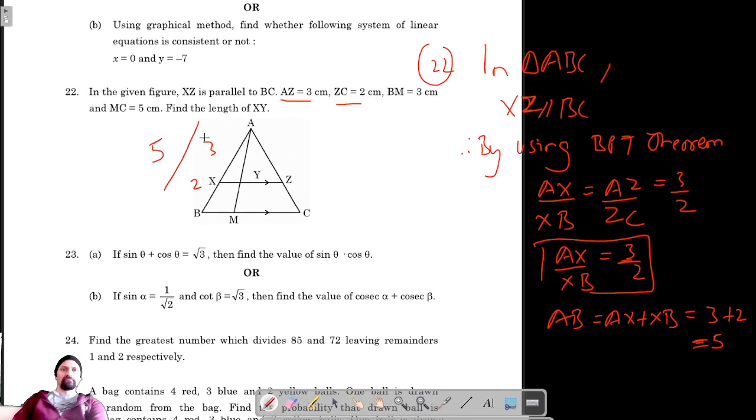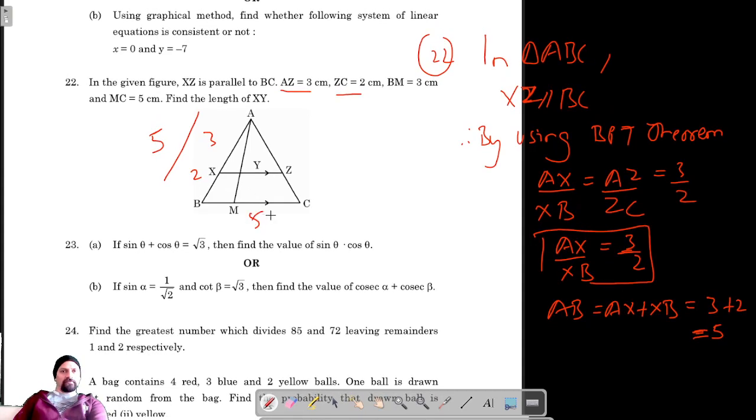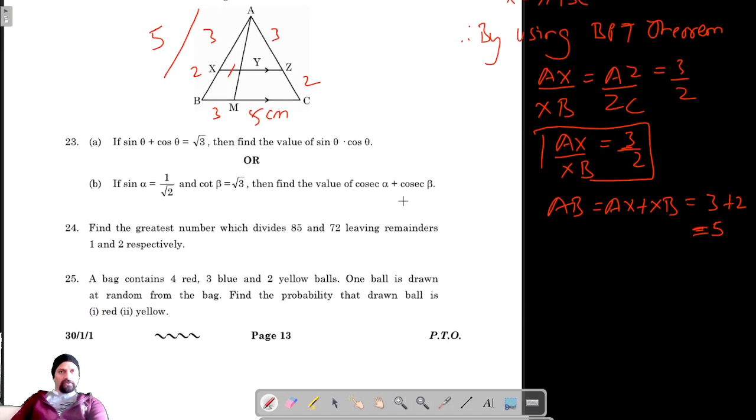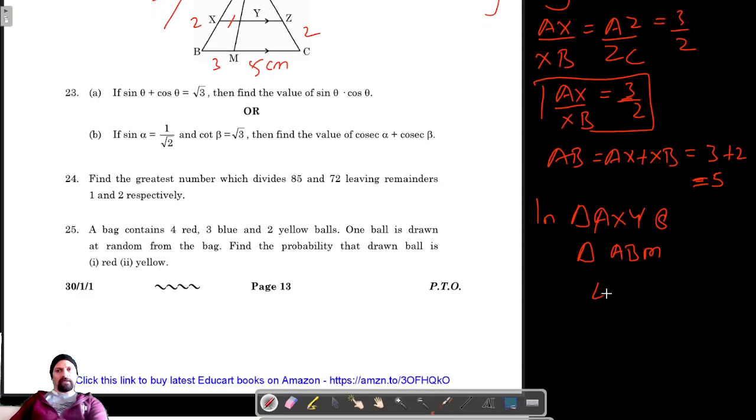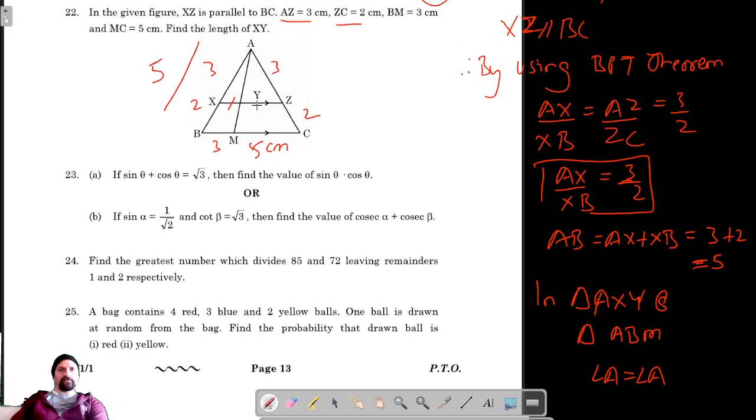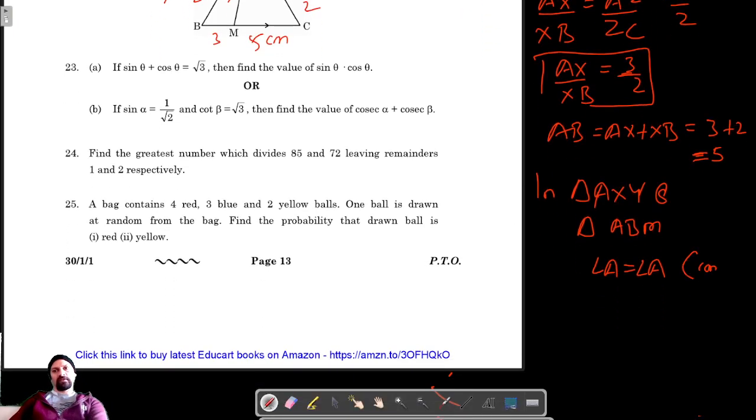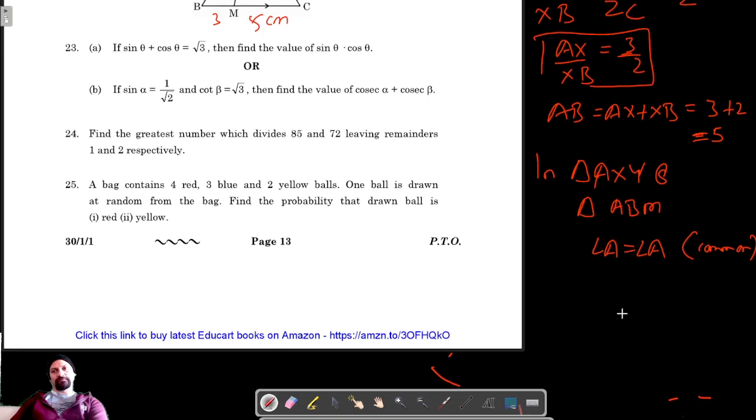Okay, now it's given that MC is 5 centimeter, AZ is 3, ZC is 2, BM is 3, and we have to find the value of XY. So now in triangle AXY and triangle ABM, angle A is equal to angle A. This angle is common.